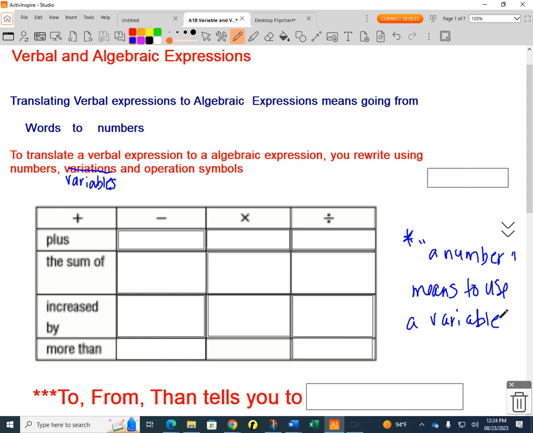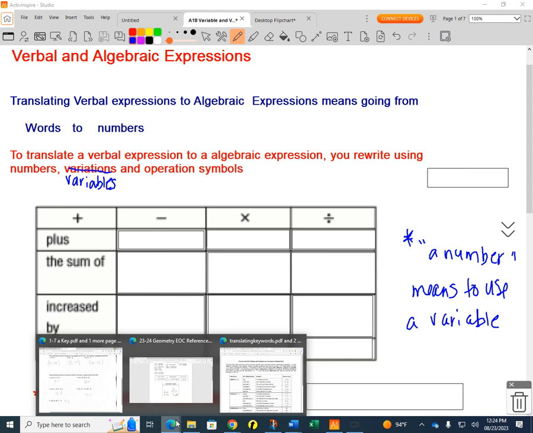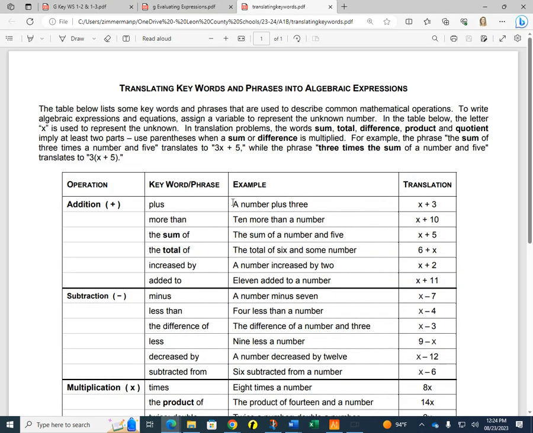All right. So on that sheet, a number plus 3 is x plus 3. 10 more than a number is 10 plus x, x plus 10. The sum of a number and 5 means, where it says a number here, we put in x. Where the and is, we put our plus and then 5. Does that make sense?